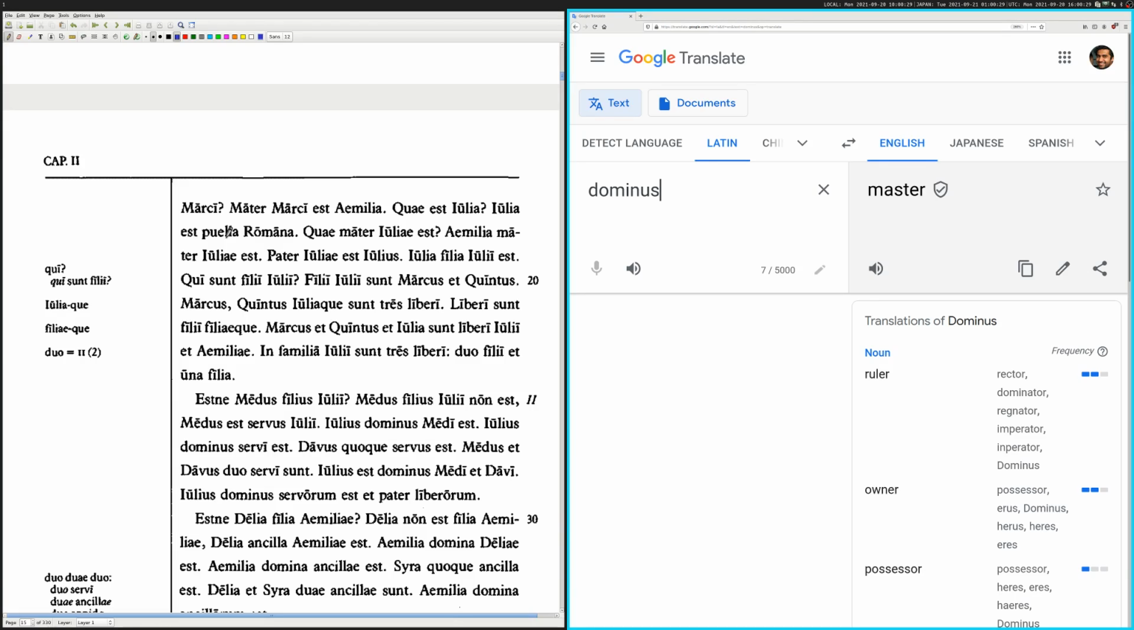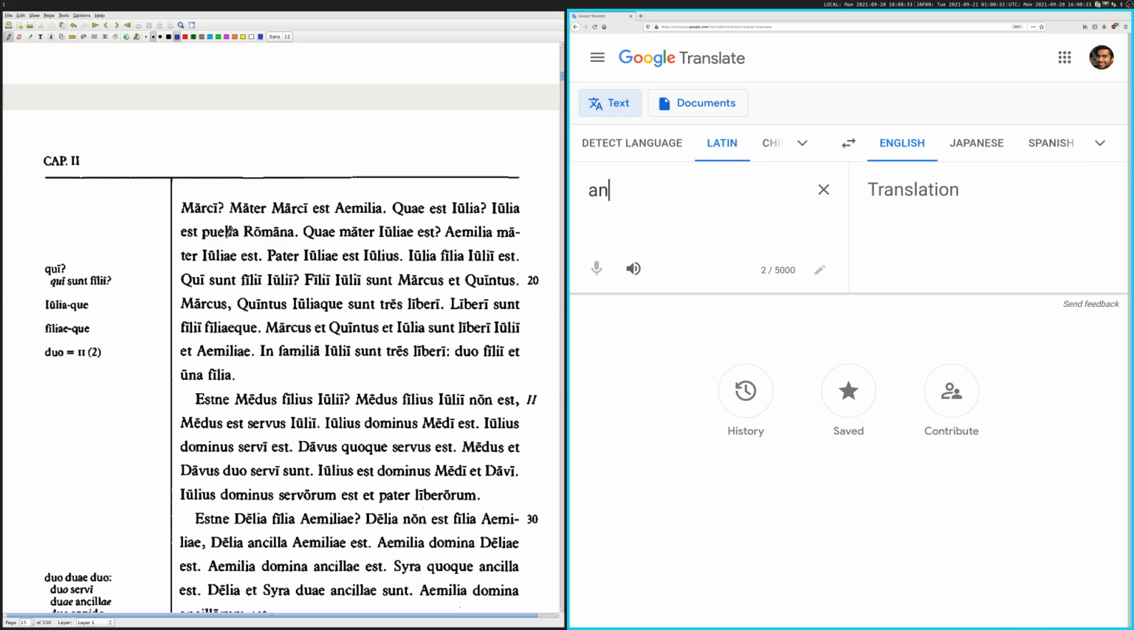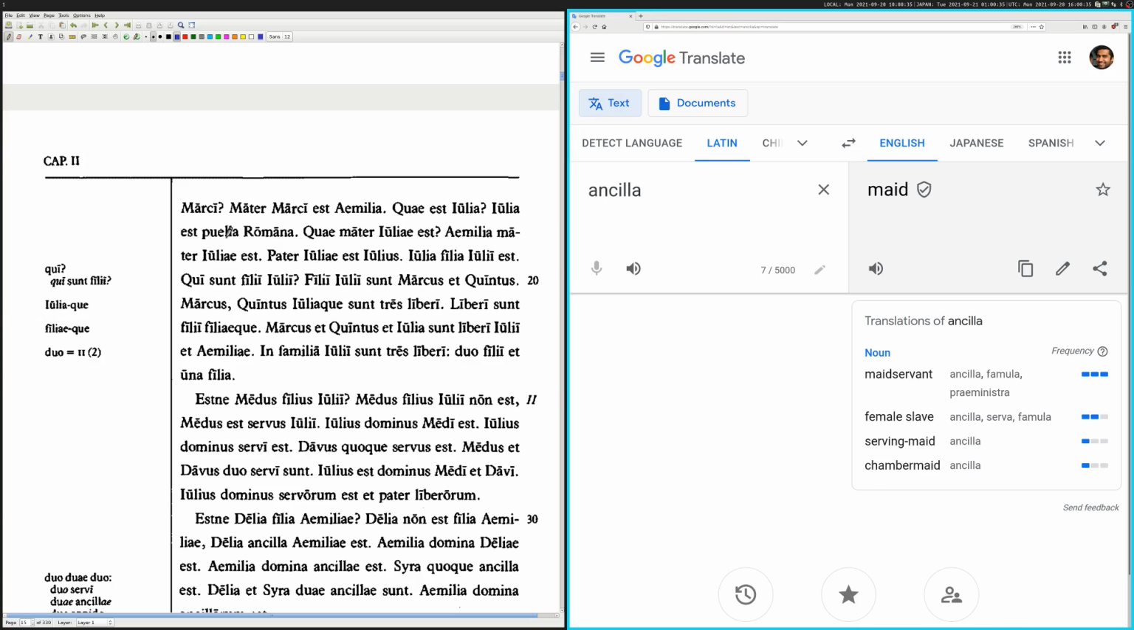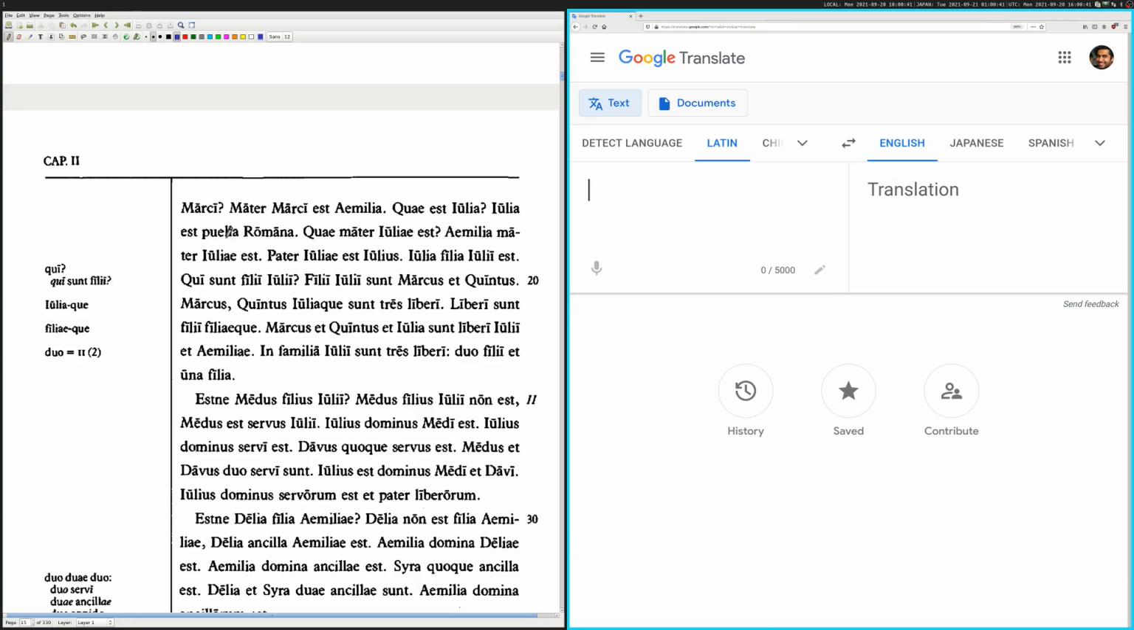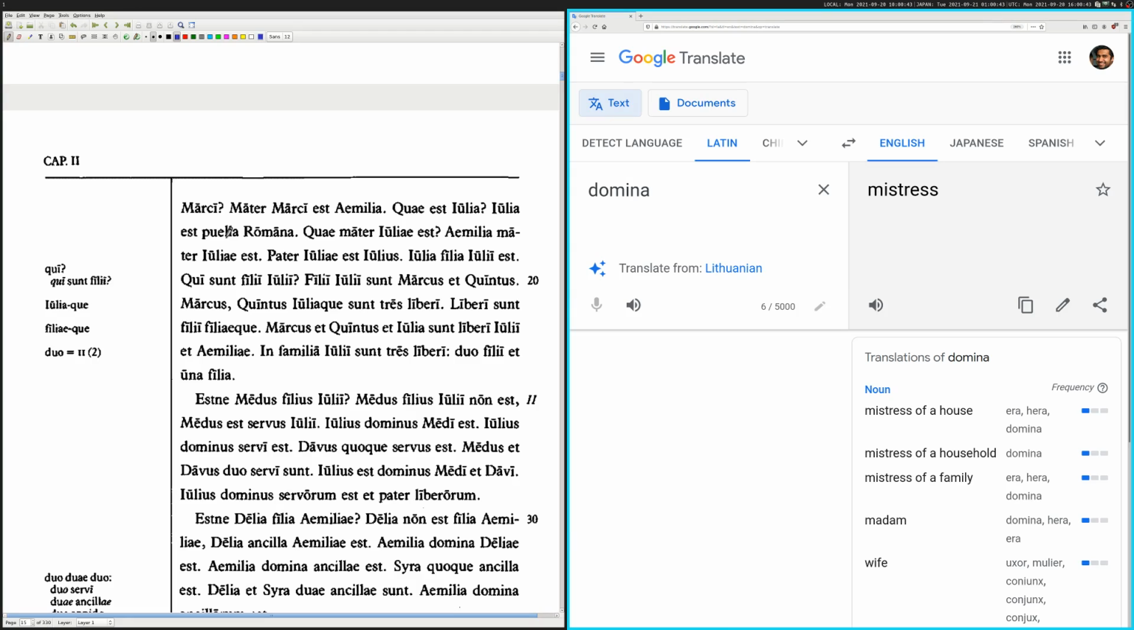Delia is ancilla. I assume it has to do with the word ancillary, which sort of means maid. Okay. Delia is Amelia's maid. Amelia is domina, which probably means mistress. Yeah, mistress of Delia est. Amelia domina. So Amelia is the dom of Delia.